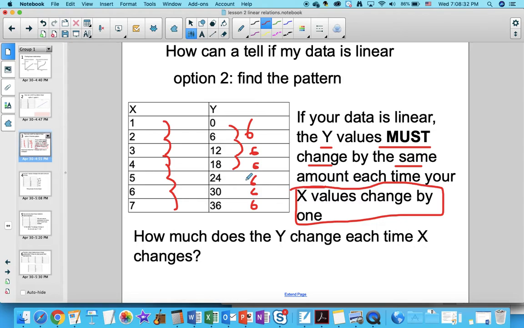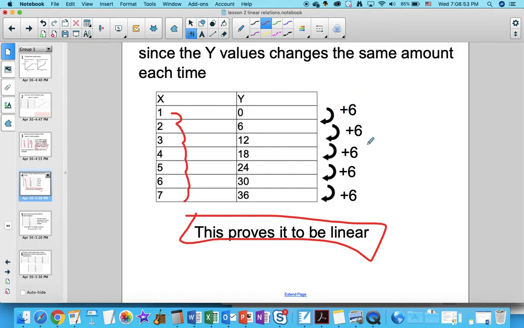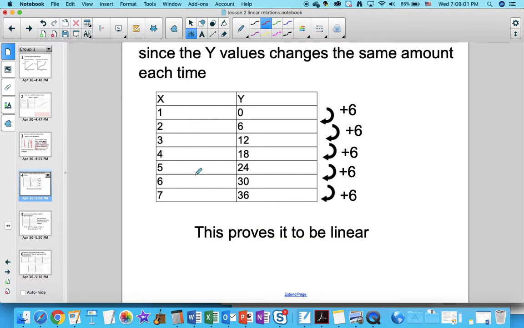Because they changed by the same amount, this proves that it's linear. Now you have to be careful though. The x values need to change consistently too. If this went up by 6 when this went up by 4, it's not matching the pattern. So you have to make sure the pattern stays consistent.